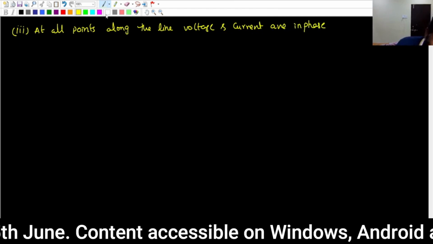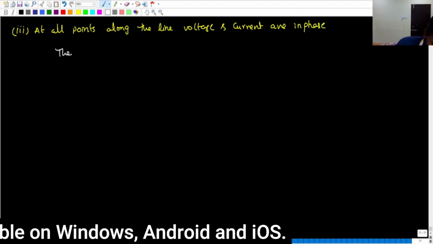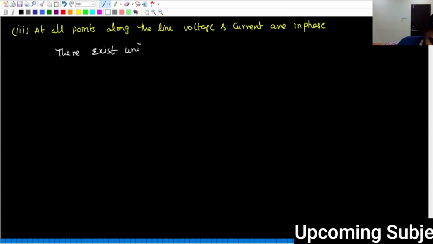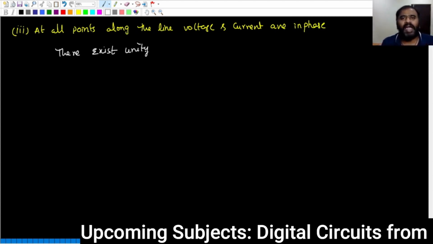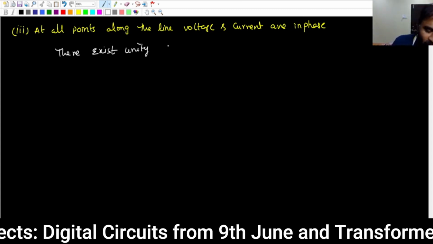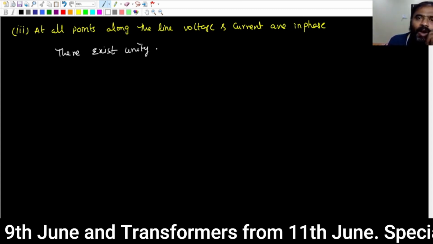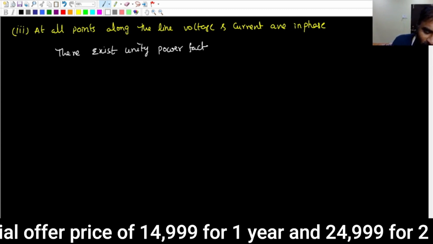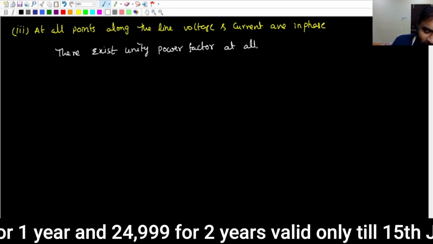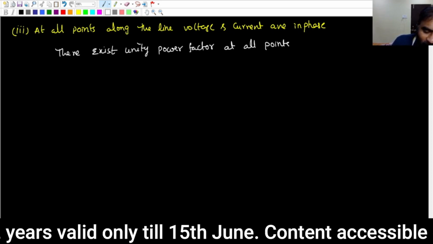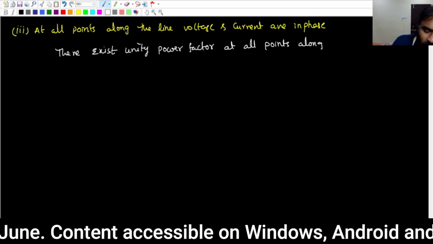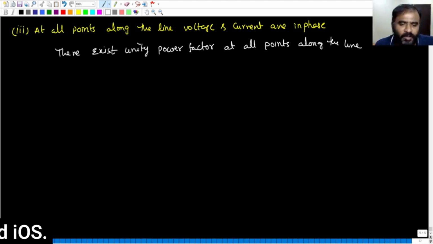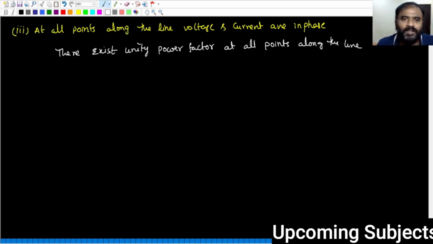So what is the meaning? There exists unity power factor. Correct or not? There exists unity power factor, because voltage and current in phase means angle 0, which means the power factor is unity. So that's why there exists unity power factor at all the points along the line. This is also very, very important. At all points along the line, there exists unity power factor. Right or not? Clear? Understand?